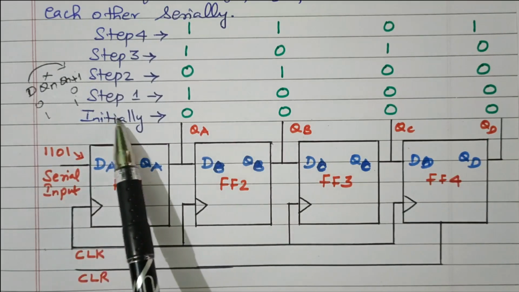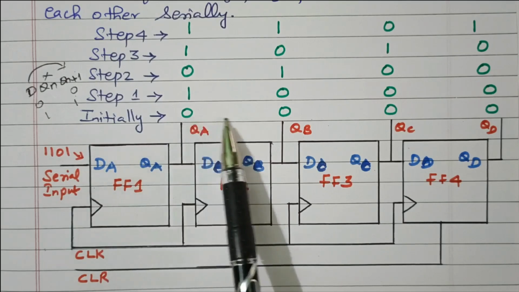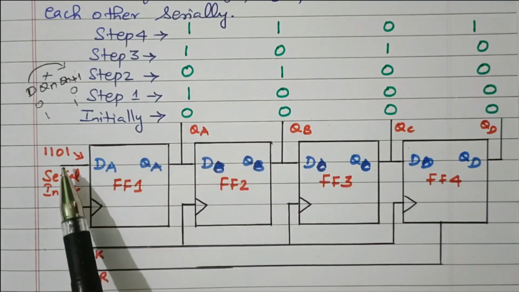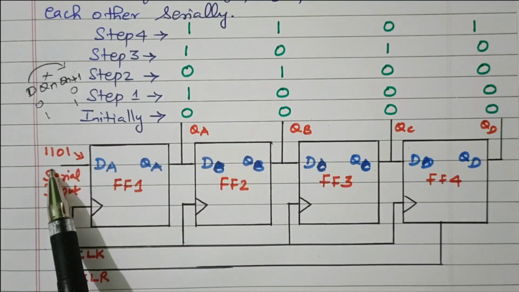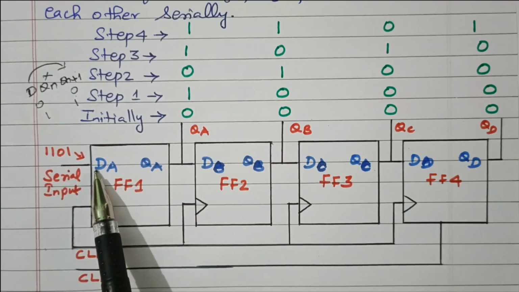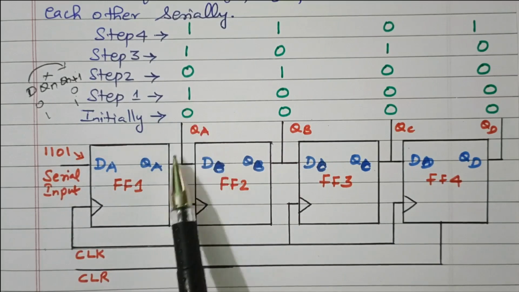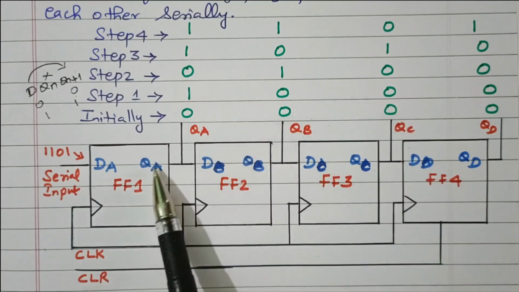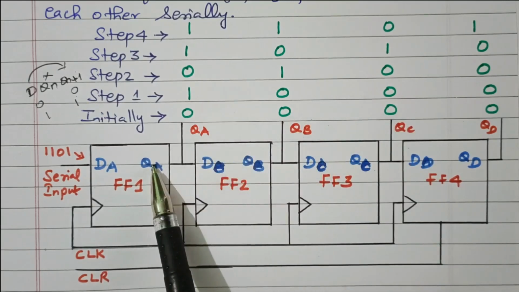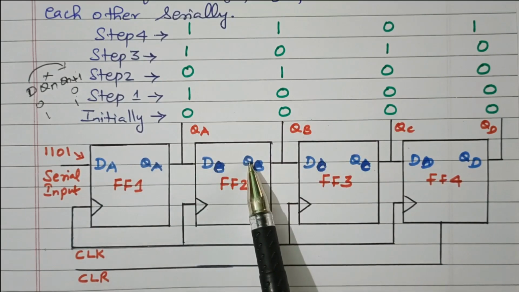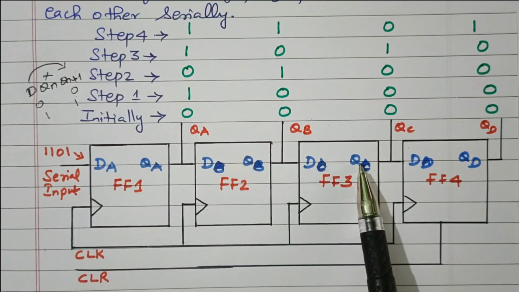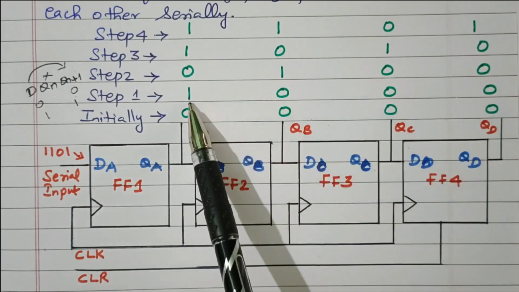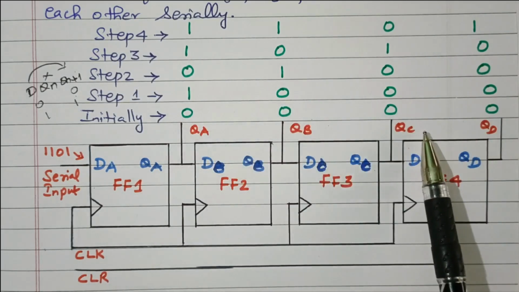See this, initially all the flip-flops are reset, so the output of all the flip-flops is 0000. In step 1, we are sending the data 1. The input is 1, so the data will be transferred. The 0 available in QA will go to QB, the 0 in QB will go to QC, and the 0 in QC will go to QD. That is, the data will be shifted. So it becomes 1000 in the first clock pulse.